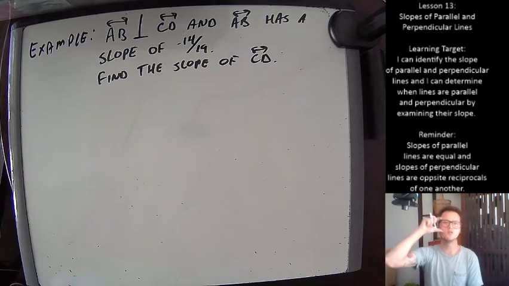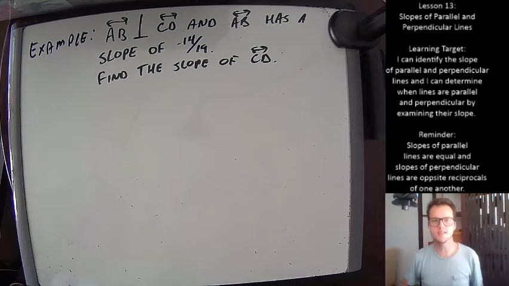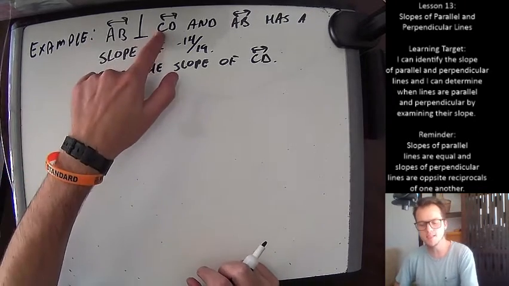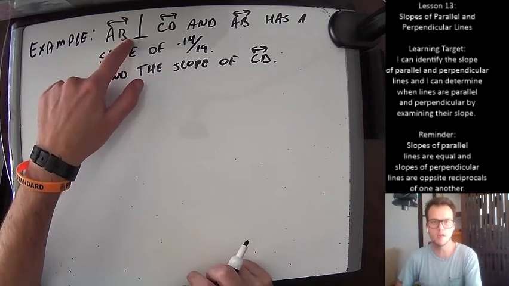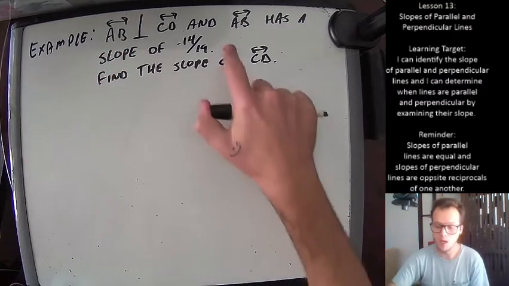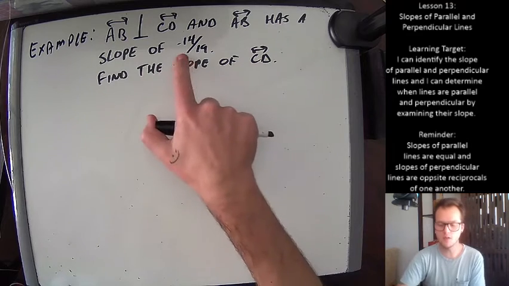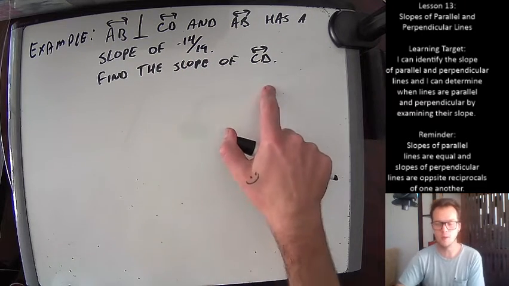Here we go, example number 2. We have different lines, I'll just give them the same names. We have line AB and line CD, and they are now perpendicular to one another, meaning they meet at a right angle. AB has a slope of -14/19. Find the slope of CD.